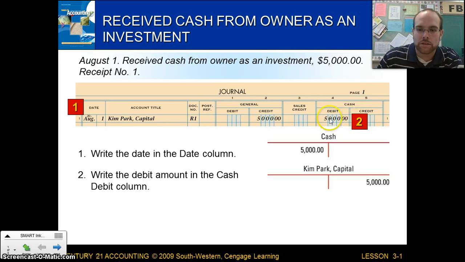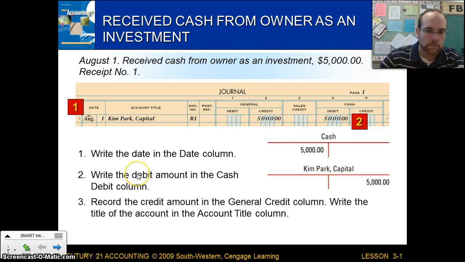So what we have here is $5,000 worth of debit, because in our T account that's the one that's going up. And for every debit we must have a credit. So then we have to record the credit amount in the general credit column, write the title of the account in the account title column.